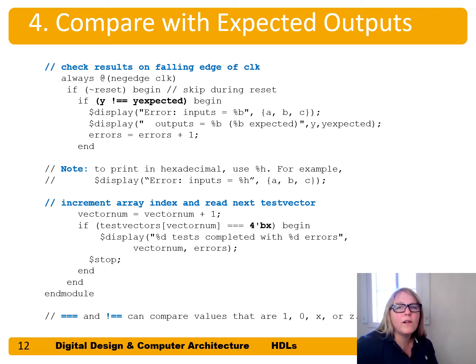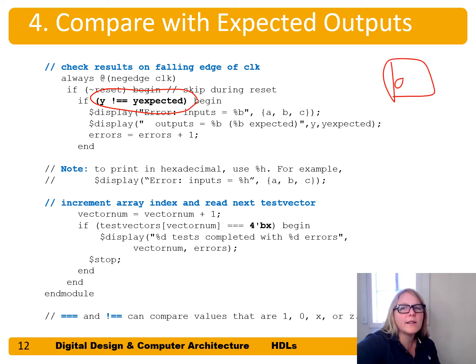And then on the falling edge of the clock, always at negedge clock, we're going to skip this test if reset is 1. So if not reset, that means reset is 0, check if y is equal to y expected. So the output from the device under test being driven by A, B, and C, is it the same as that y expected wire we assigned from the test vectors?